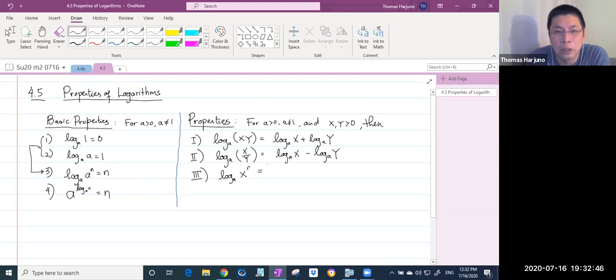So the first one, log of product equals sum of logs. The second property, log of quotient equals difference of logs. And then the third property is log base a of x to the r equals r log base a of x. Basically, you can move the exponent of that argument to the front to be the coefficient of log.